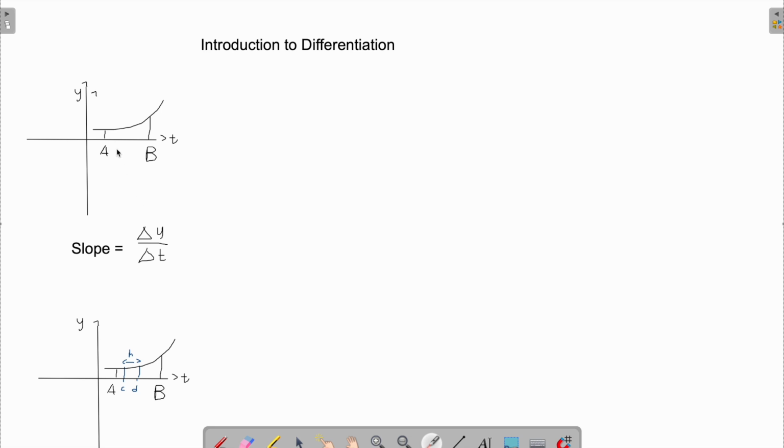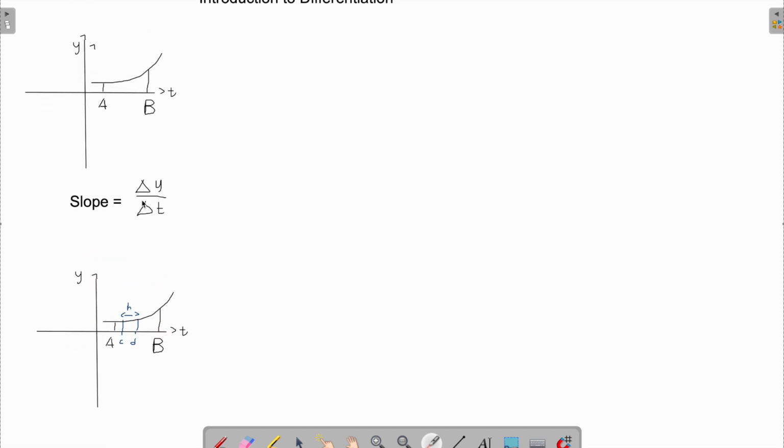So for rate of change here, let's take y to be, let's say, our distance, and t to be our time. So A to B is the time at point A, and we reach point B. This could also be x. So the rate of change is pretty much the distance over the time from point A to point B. So it would be the slope, which gives us delta y over delta t.